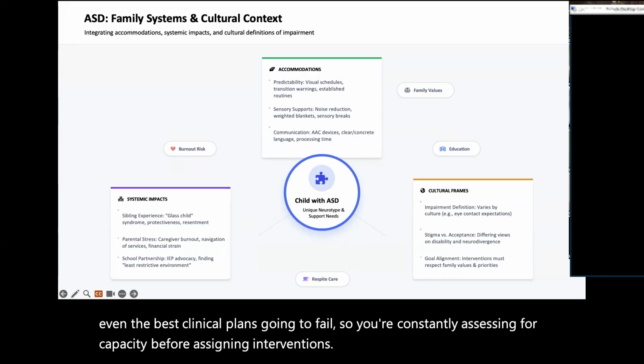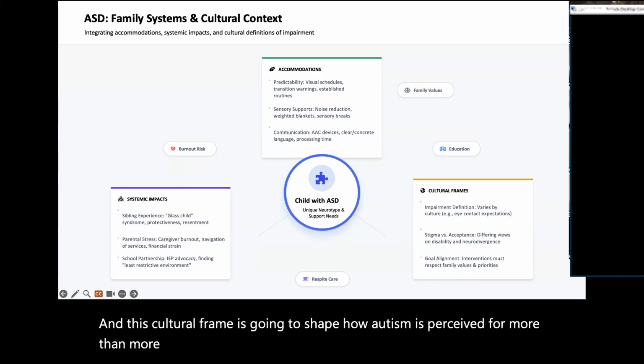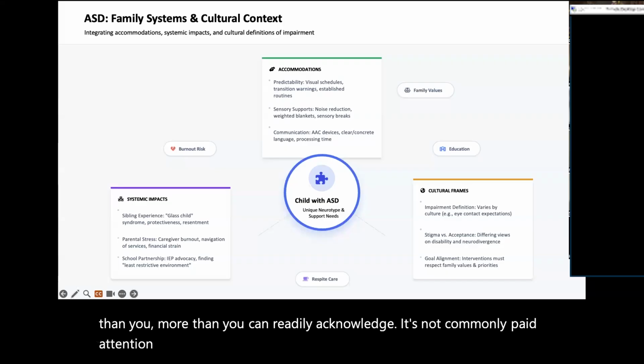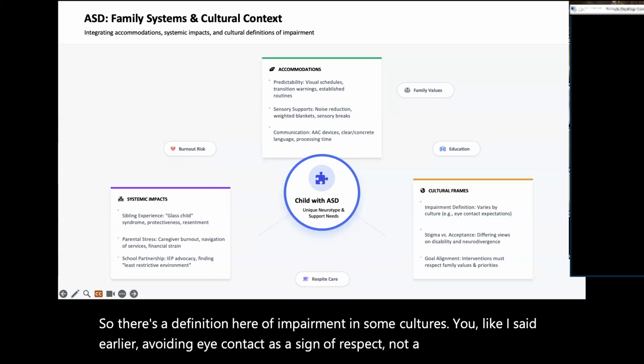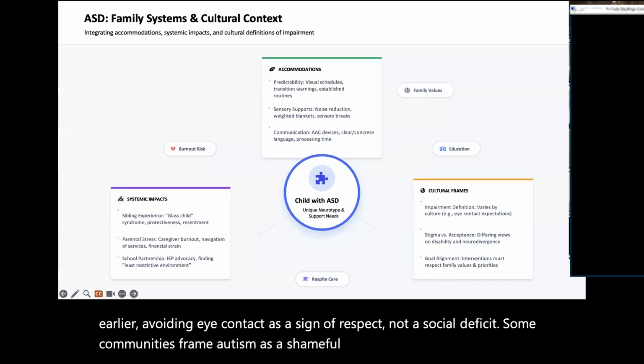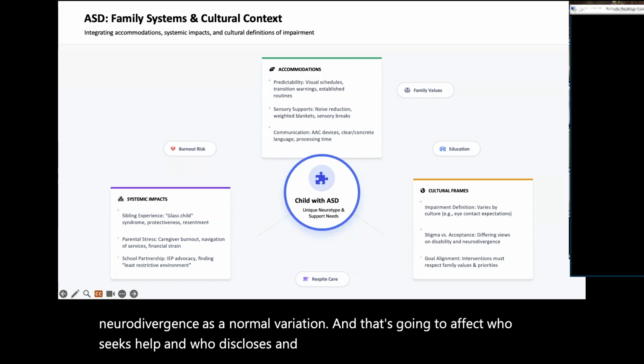And this cultural frame is going to shape how autism is perceived for more than you can readily acknowledge. It's not commonly paid attention to. So there's a definition here of impairment. In some cultures, like I said earlier, avoiding eye contact is a sign of respect, not a social deficit. Some communities frame autism as a shameful defect, and others see neurodivergence as a normal variation. And that's going to affect who seeks help and who discloses and who's willing to engage.